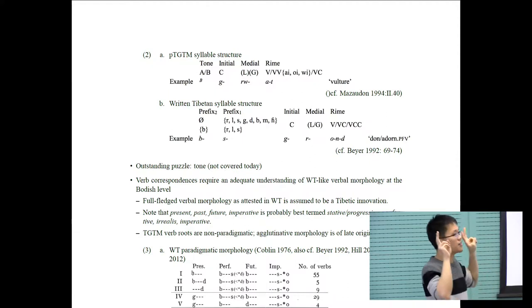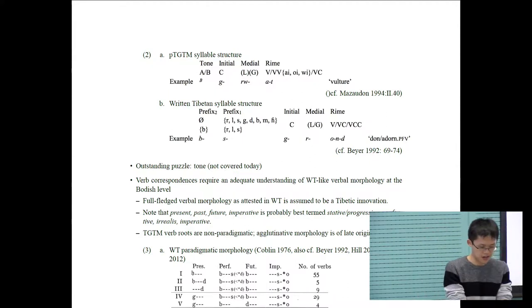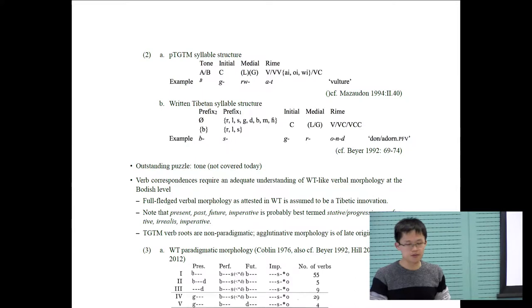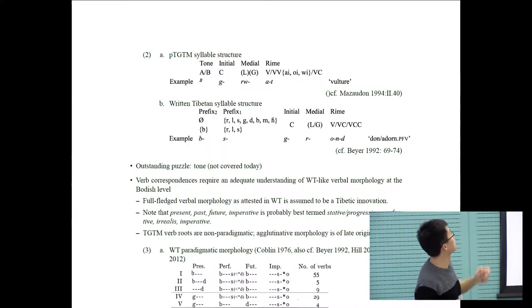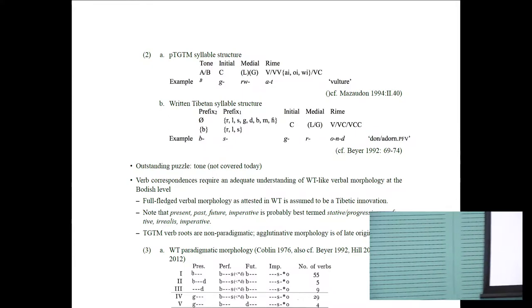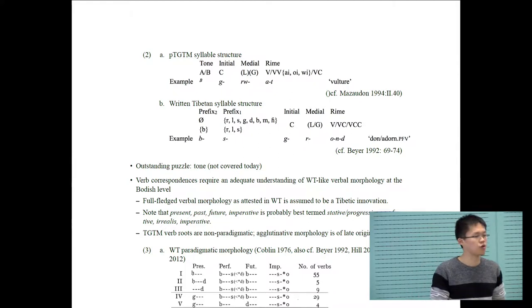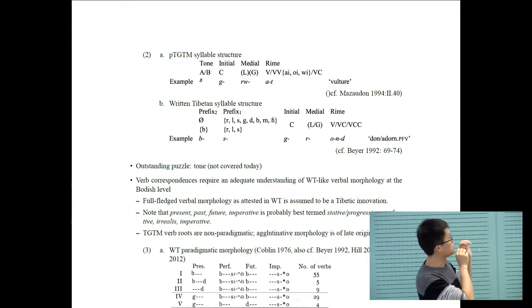But apart from that, we see that written Tibetan has a set of prefixes. Some of these prefixes are pre-initials, so they're part of the stem, part of the root; they're just sesquisyllabic in phonological status. Others are true prefixes, and those come in some nominal functions, but also most prominently in verbs, in verbal paradigms that we'll see later. The medials and the rhymes are mostly unproblematic. The only thing worth noting is that TGTM has a set of diphthongs, and there's pretty good evidence that they come from yodicization of coronal finals.